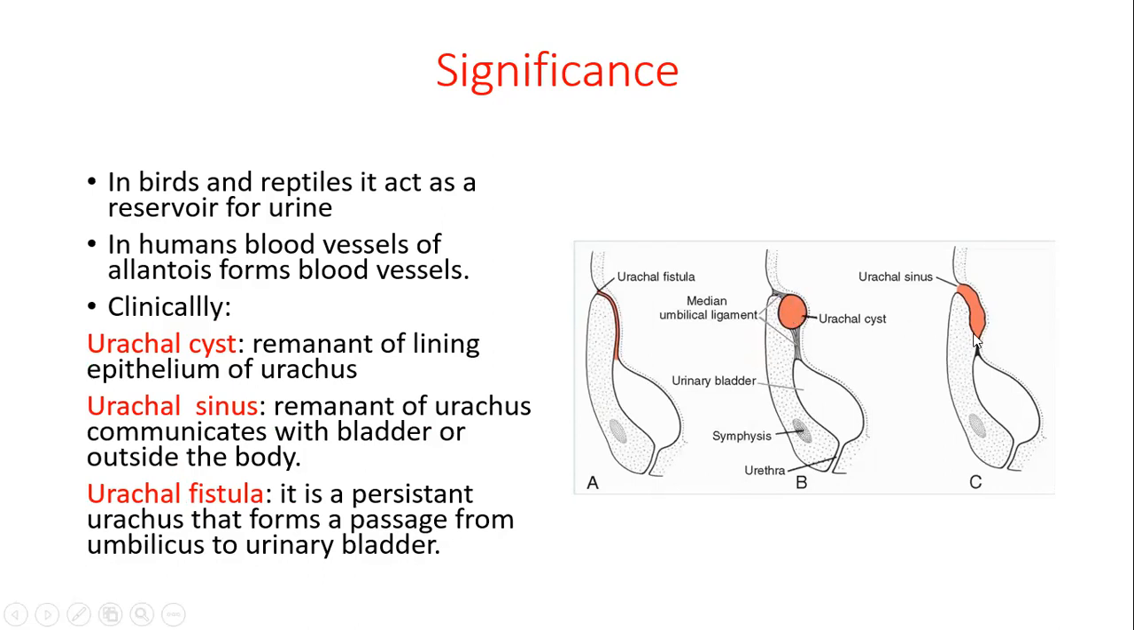If this lining tract is communicating either outside or through the bladder, with one end blind, then it is known as urachal sinus. And if the passage is persistent in the adult form at both ends, communicating the umbilicus to the urinary bladder, then this condition is known as urachal fistula.